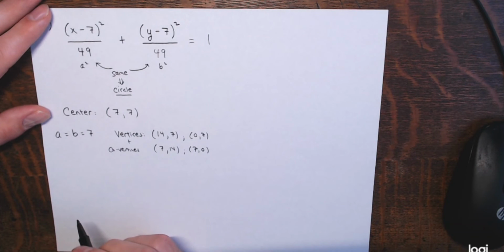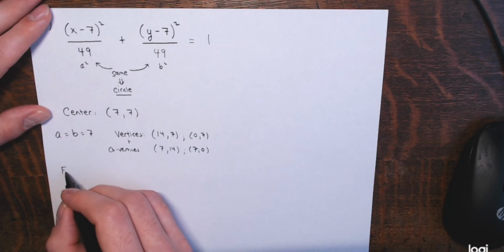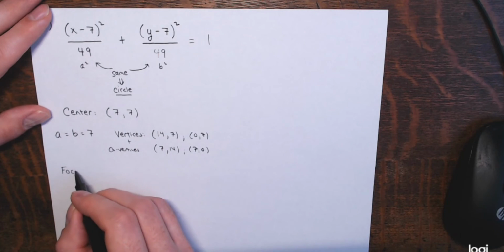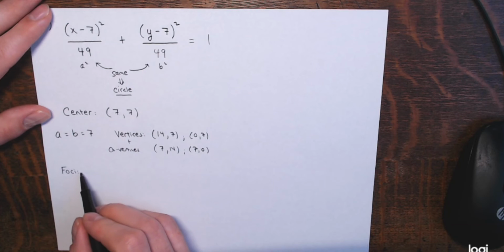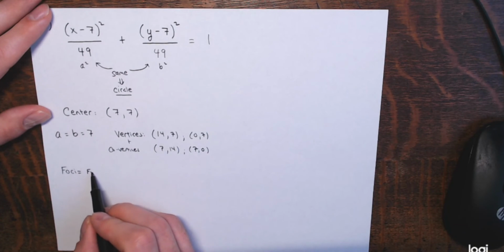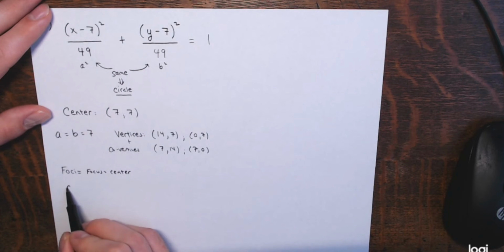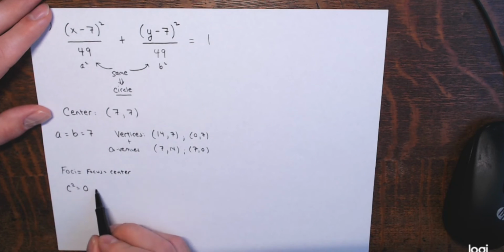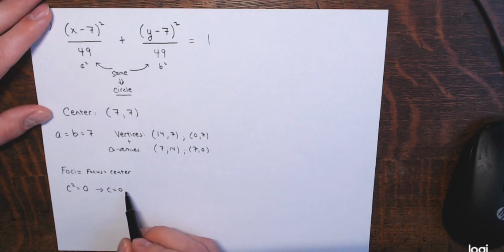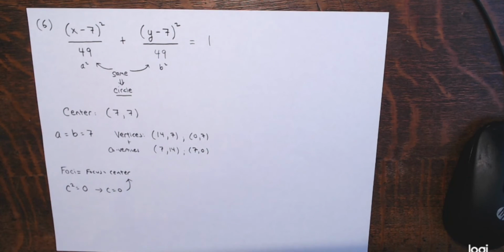And then the foci is just going to be the center. Foci equals focus equals center. All right, because what will c squared be? C squared is going to be 0, meaning c is 0. So the foci, the focus, is just one focus, just the center of the circle. All right, a circle has just one focus, and that is the center.